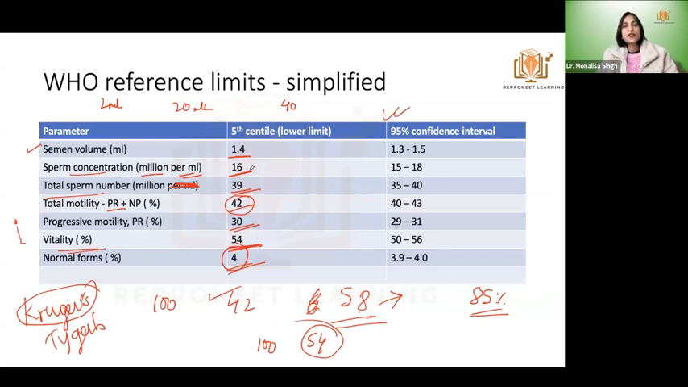And this is the 95% confidence limit of this central value, the fifth centile value. You need not remember this, but at least these are the values that you have to remember.